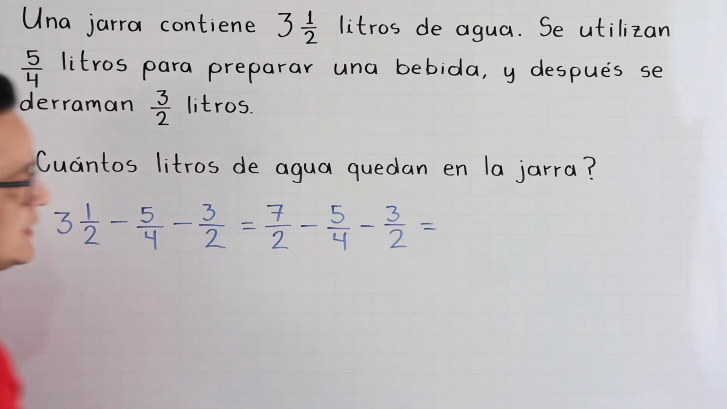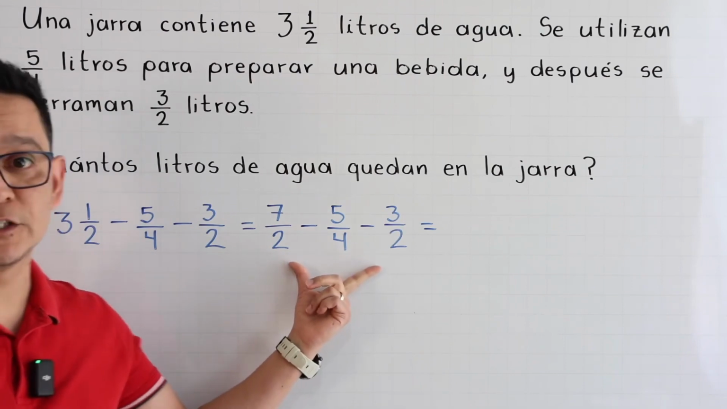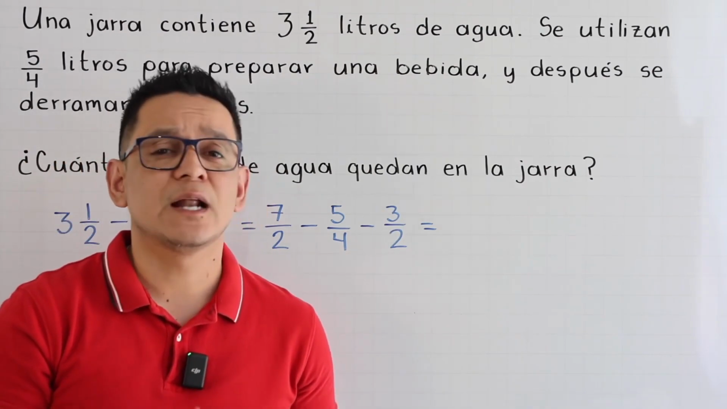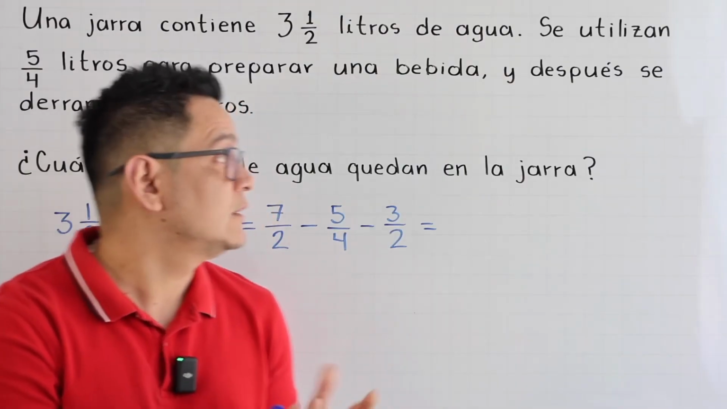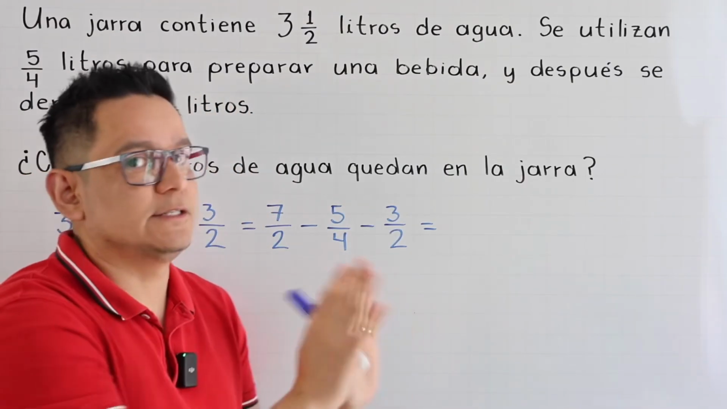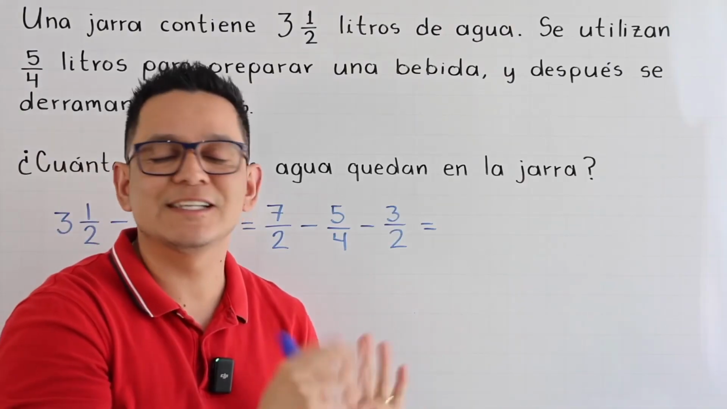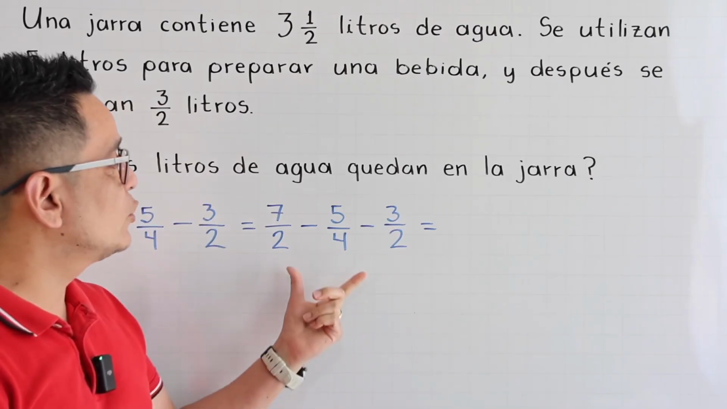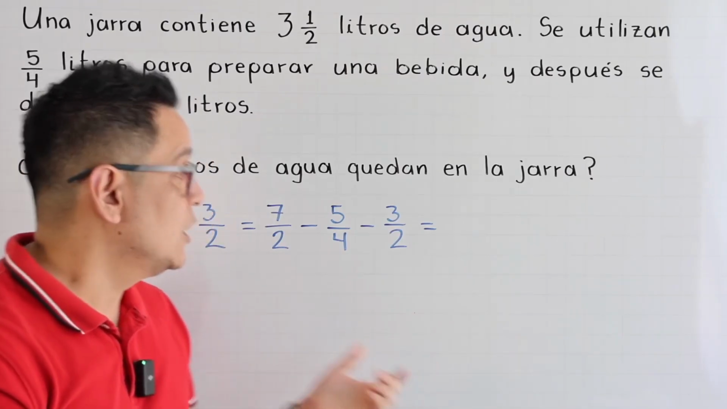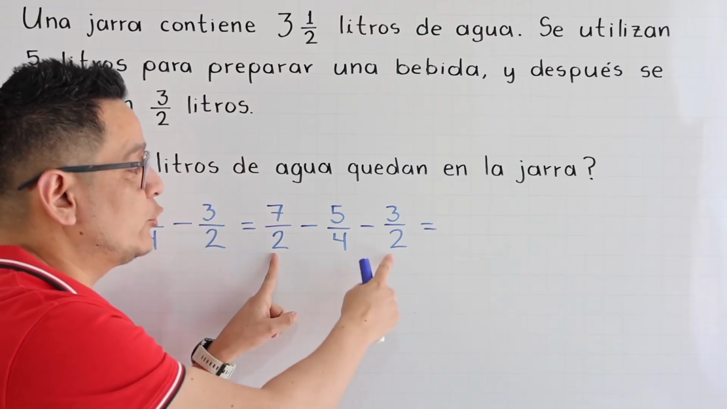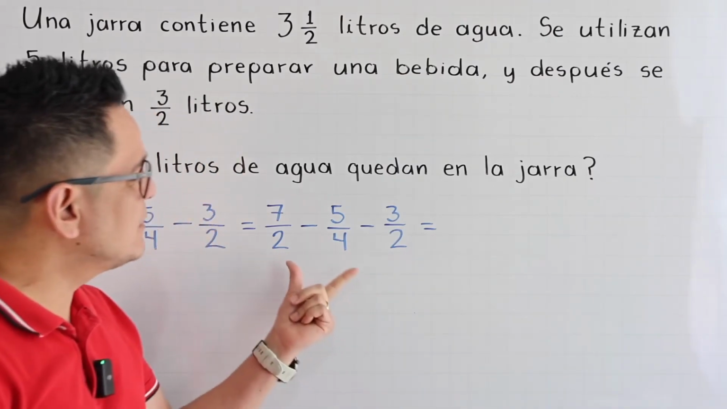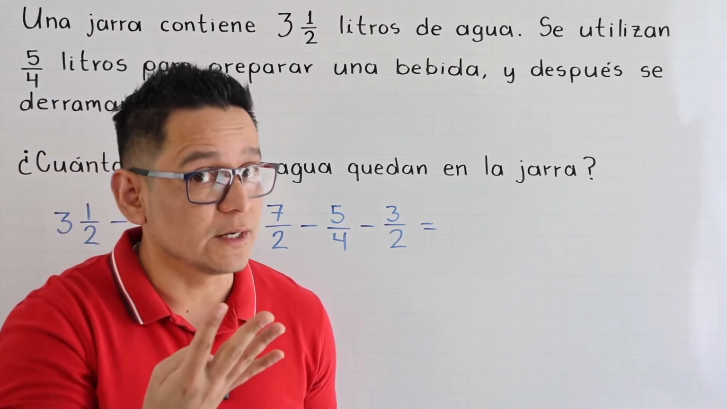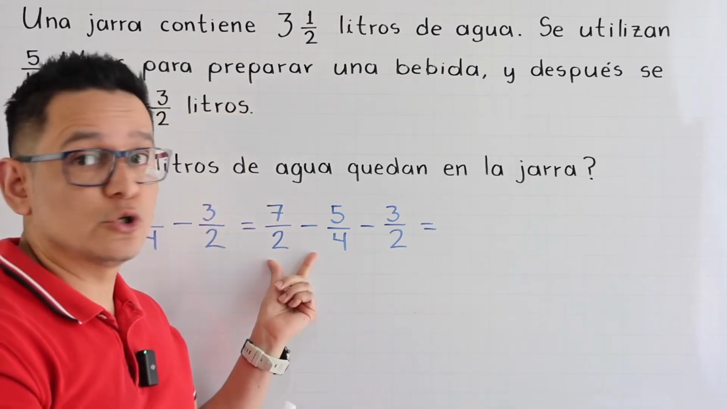All right. At this point, we already have the operation set up that we need to solve. And well, the solution is pretty simple now, right? So the hard part here is setting this up. If you already know how to solve operations with fractions, what comes next is pretty simple. All right. I'm going to do it using the least common multiple method, meaning I'm going to find the least common multiple of the denominators. What's the least common multiple between 2, 4, and 2? Well, it's 4, right?